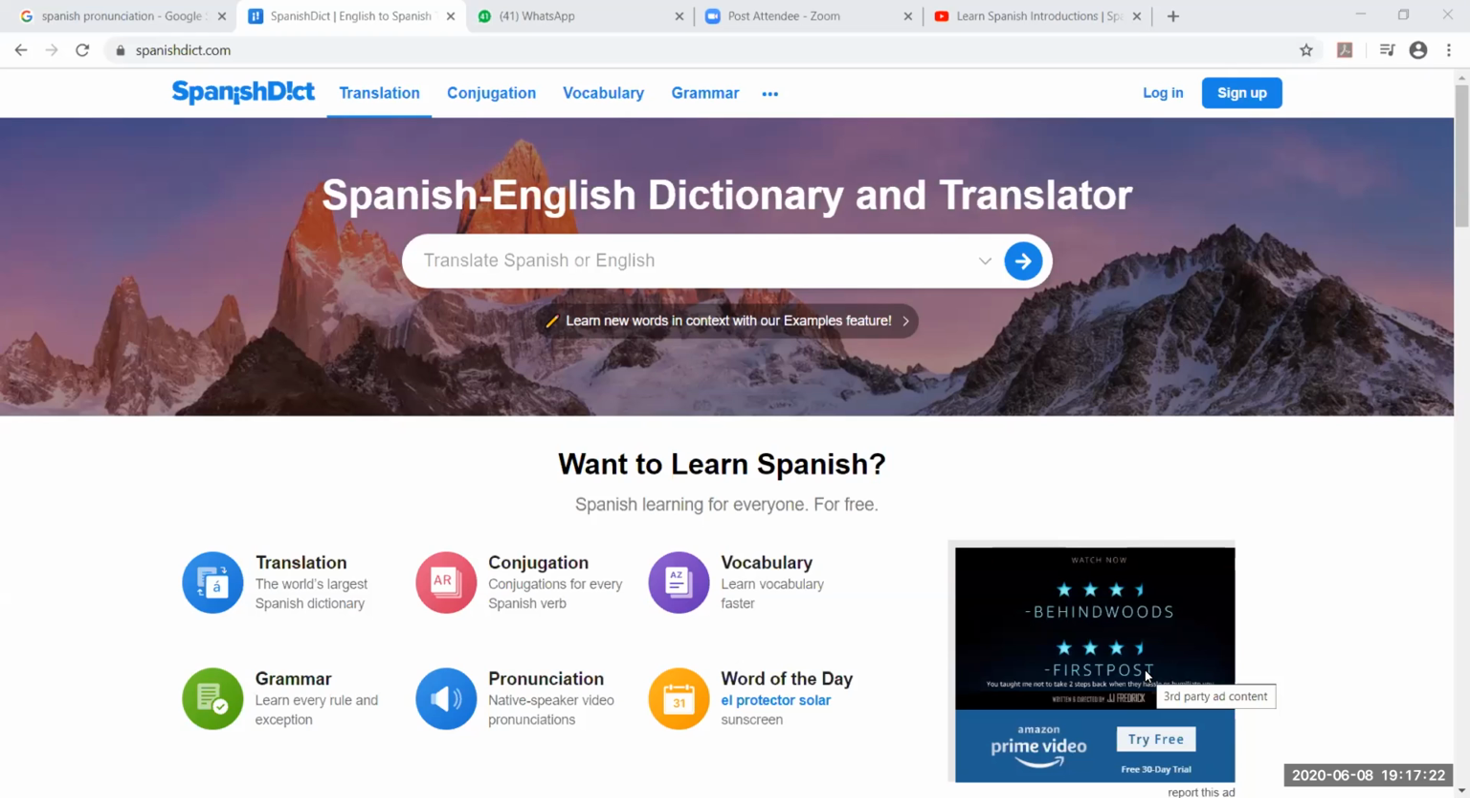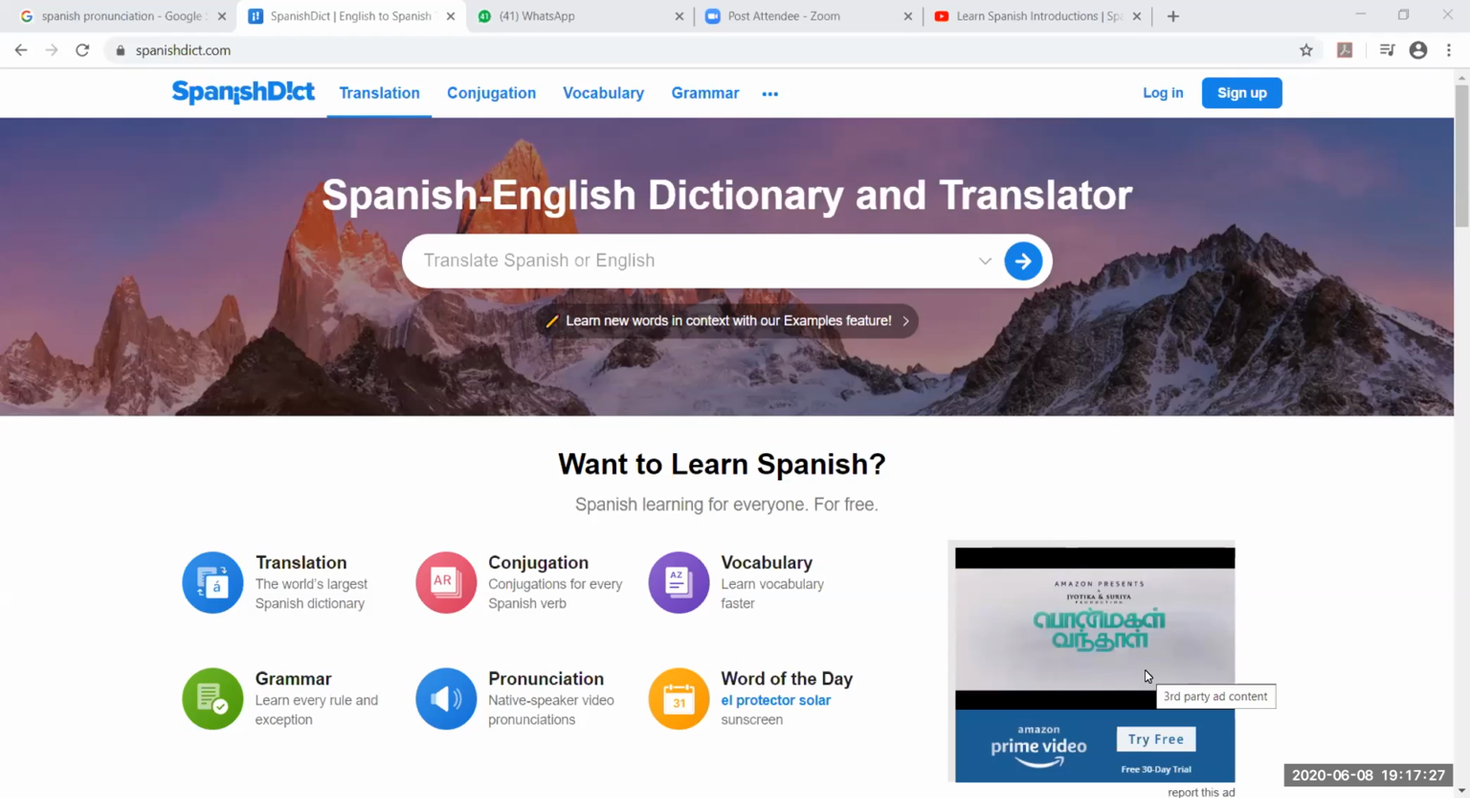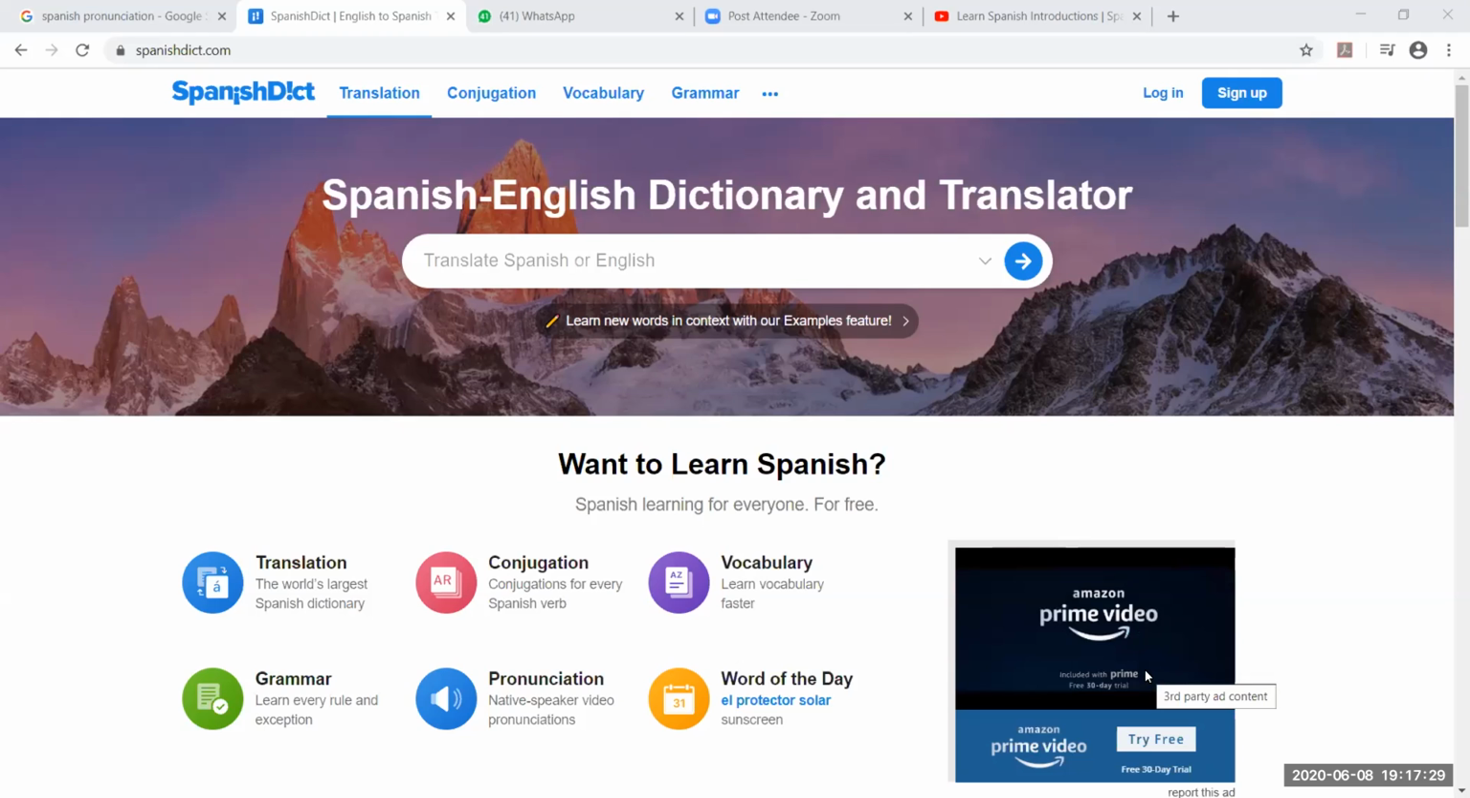Also, there is one more thing. There are two kinds of Spanish that exist in the world right now. One is the Spanish which is spoken in Spain. And there's one more Spanish that is spoken in South America. That is Latin American Spanish.